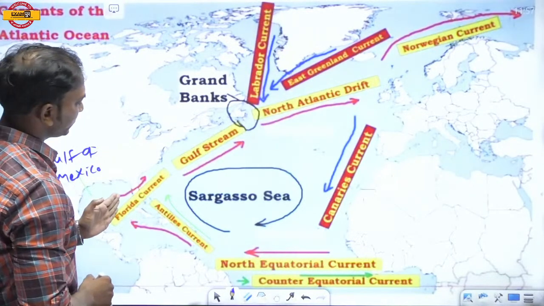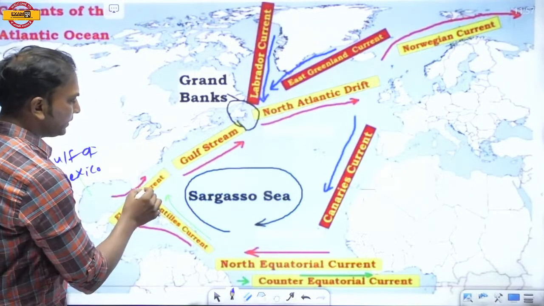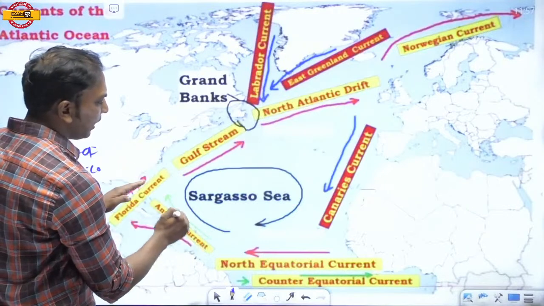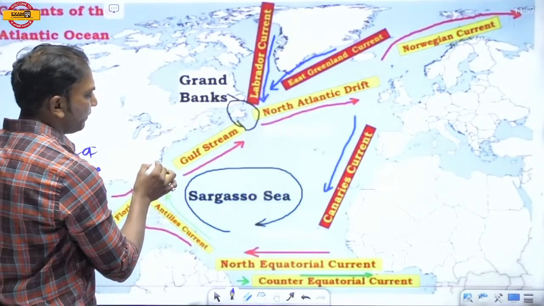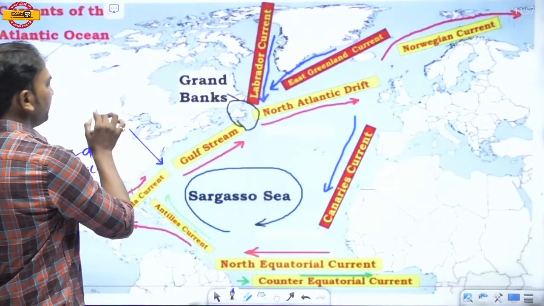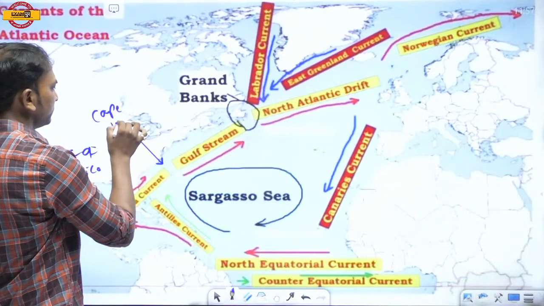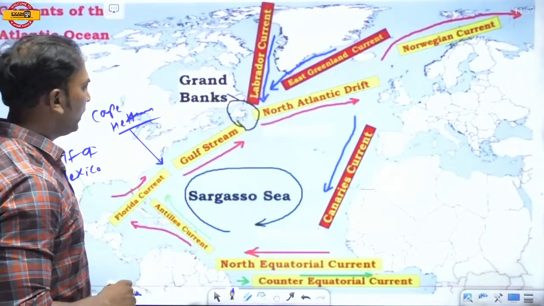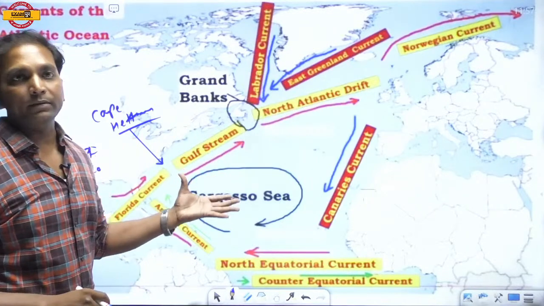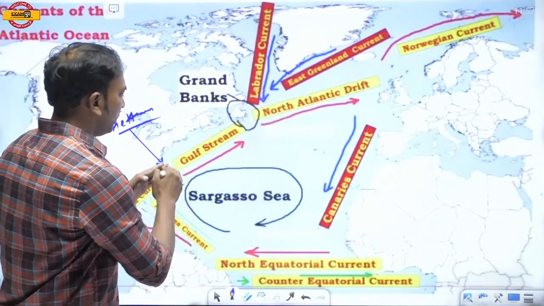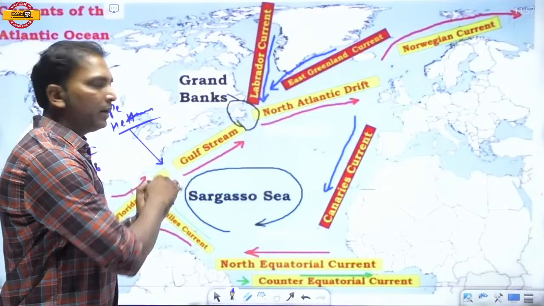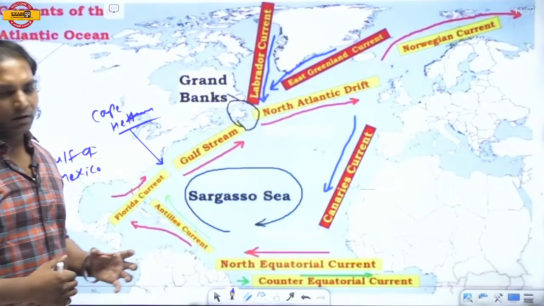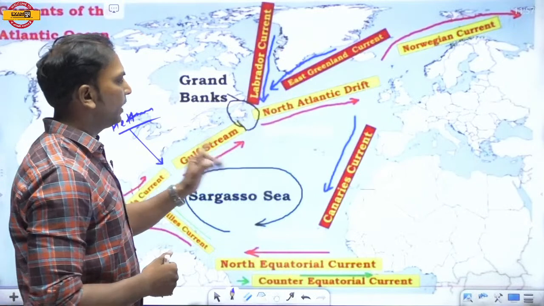And from the Gulf of Mexico, the Florida current is moving to this place. Now you are seeing these two warm currents meet at Cape Hatteras. Here it is Cape Hatteras of the USA, where a new stream will generate. So these two currents meet at this place and create the warmest current of the world, and that is the Gulf Stream.